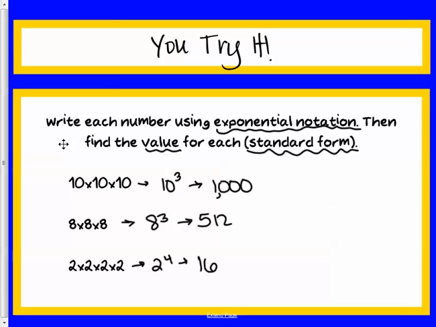Okay, so if we were to write these from expanded notation, we would first write it as an exponent and then multiply them out. So exponential notation would be 10 times 10 times 10, 10 to the 3rd power, or 10 cubed, which is 1,000, 8 to the 3rd power, or 512, 2 to the 4th power, or 16. Go ahead and take a second and copy those down.